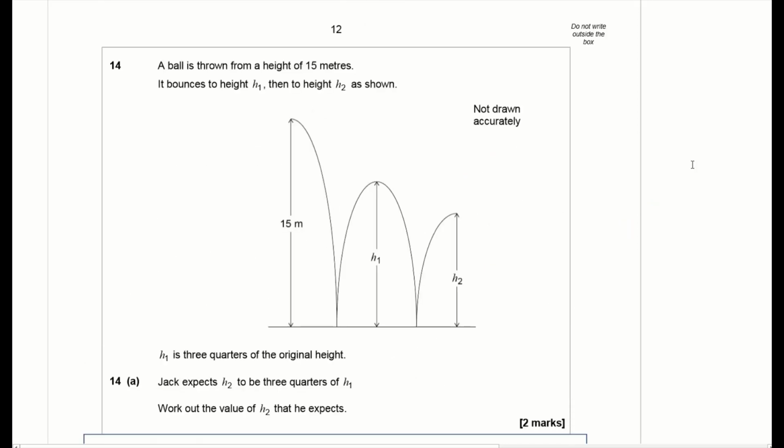Question 14. A ball is thrown from a height of 15 meters. It bounces to height h1, then to height h2 as shown in this not drawn accurately diagram.